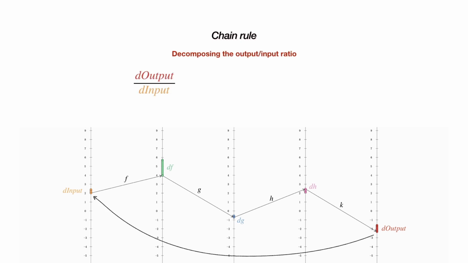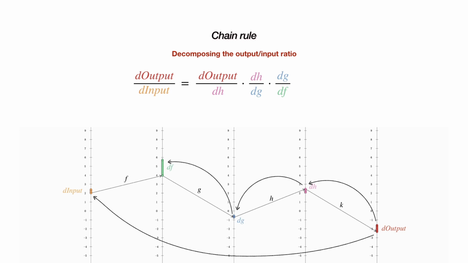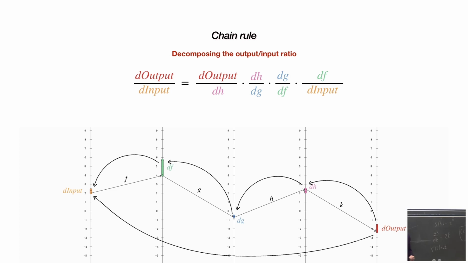If we want to decompose it, we can say that the output divided by the input is equal to d output divided by dh times dh divided by dg times dg divided by df times df divided by the input. So as you can see what I did, instead of having one large derivative to process, I now have 4 expressions, 4 derivatives, which are much simpler to calculate, and I can just multiply them together as if they were a chain to find a very complex derivative, which is the output over the input.